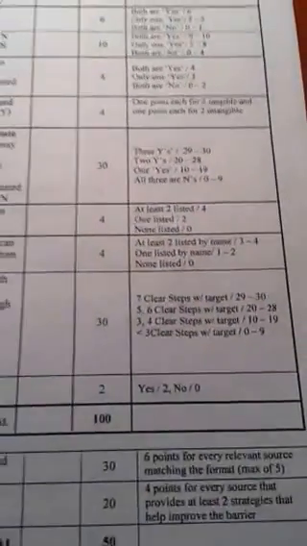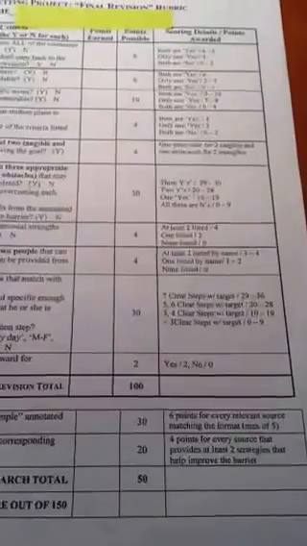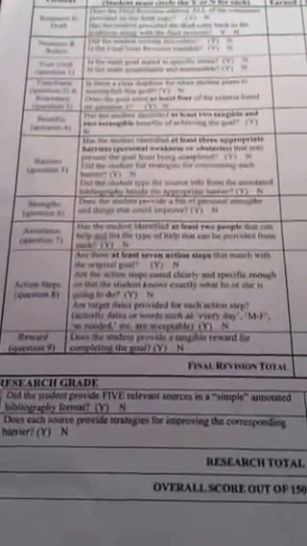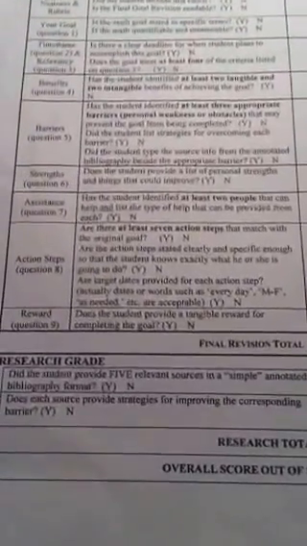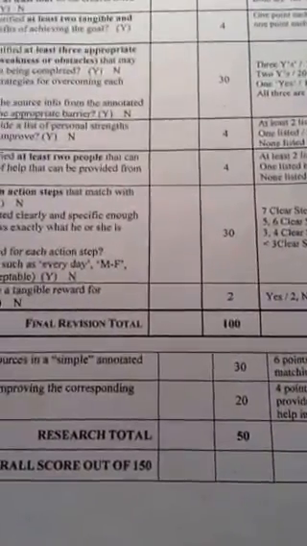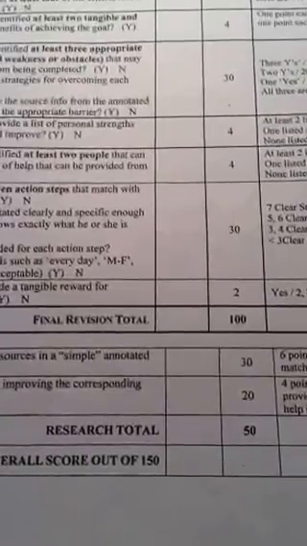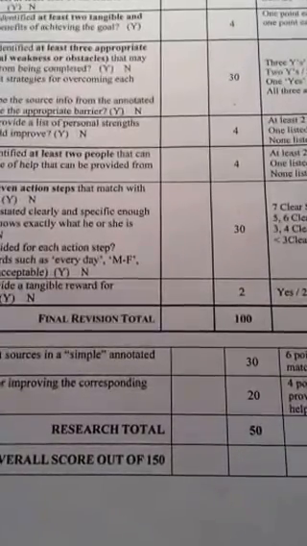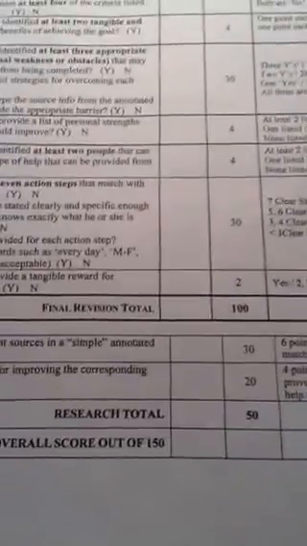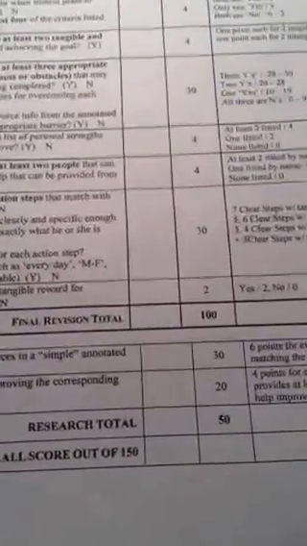Now, this grading rubric is important because it becomes your checklist that you will use to submit the project. At the same time, it is your grading sheet that I will use to give you your grade. Don't forget to answer the questions about the research as well. Notice that there are 100 points total available on the final revision and 50 points for the research, for a grand total of 150.